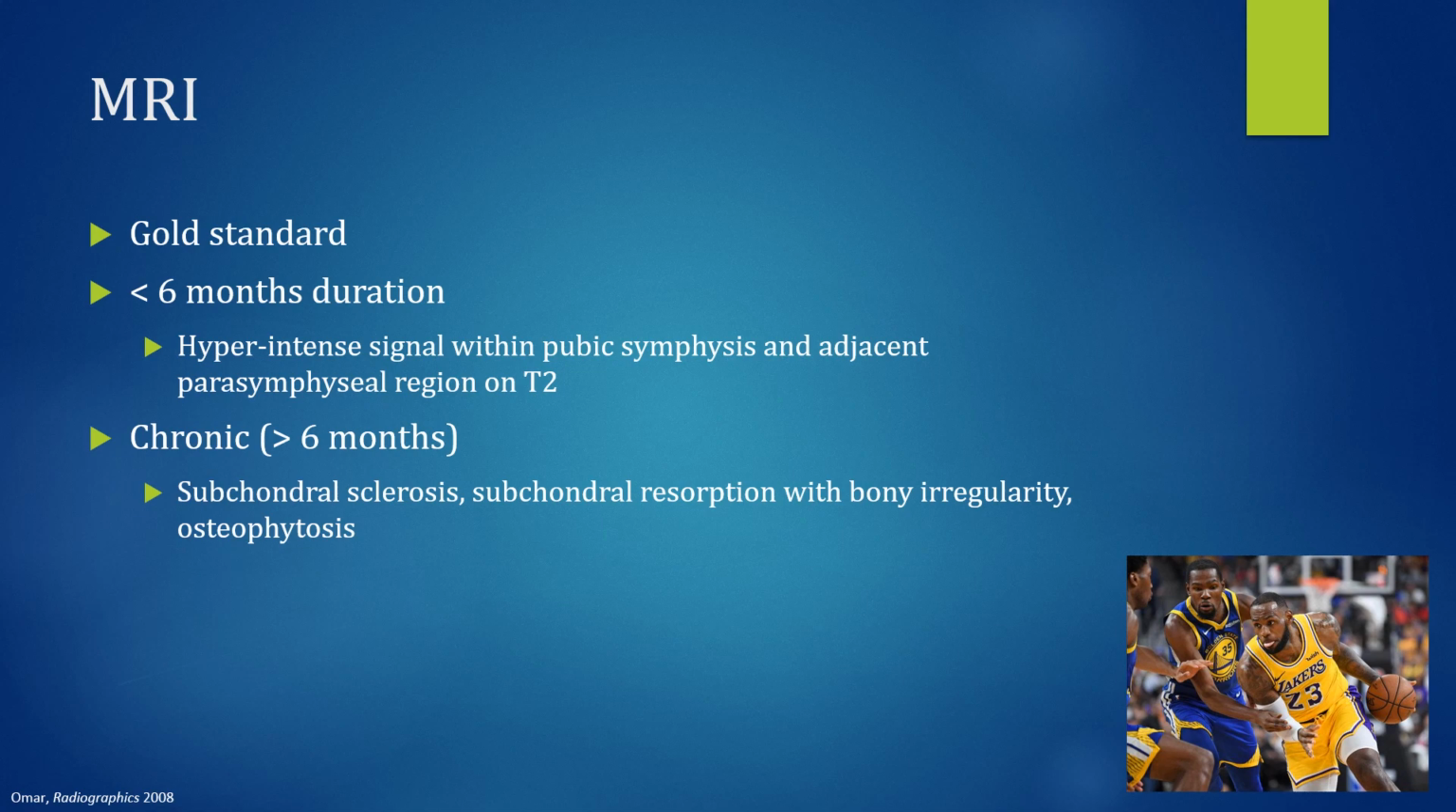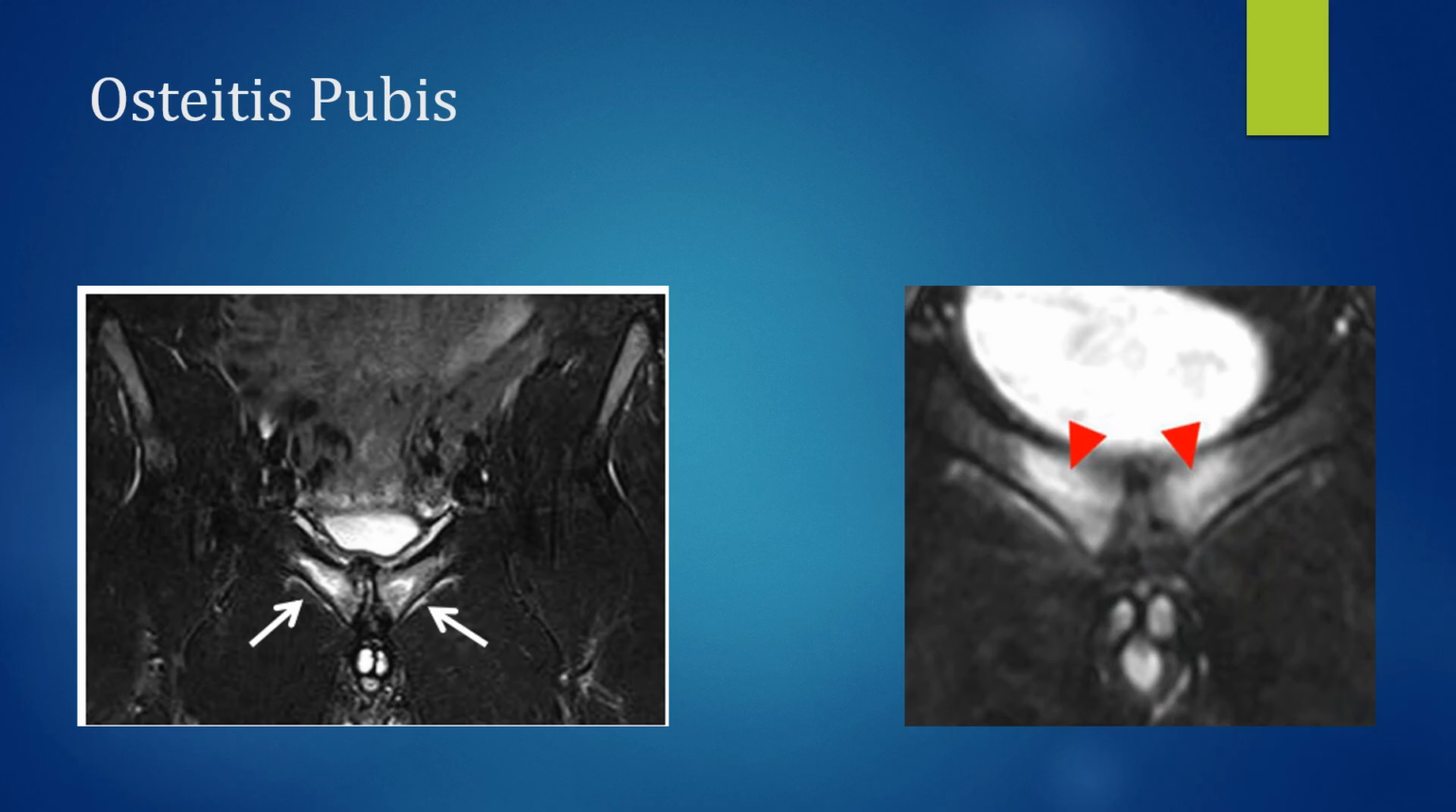In cases that are more chronic, more than 6 months in duration, findings include subchondral sclerosis, subchondral resorption with bony irregularity, and osteophytosis. Here we see 2 different T2 weighted MR images. In the image on the left, there is bilateral diffuse symphyseal bone marrow edema and parasymphyseal edema. In the image on the right, there are hypertrophic bony and capsular changes at the pubic symphysis, as well as diffuse bilateral bone marrow edema.